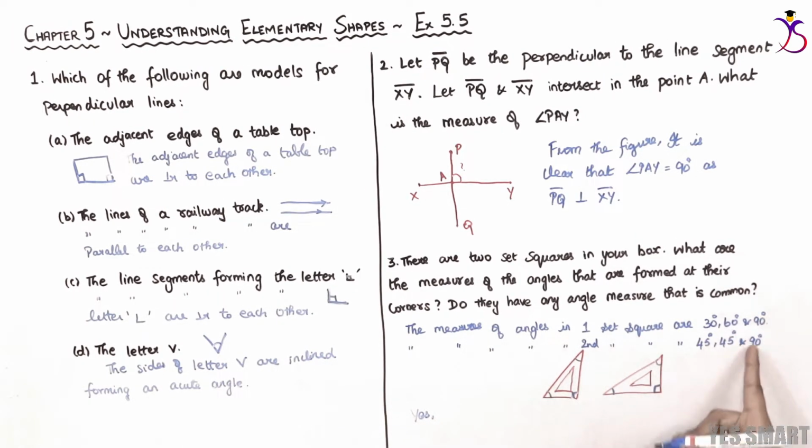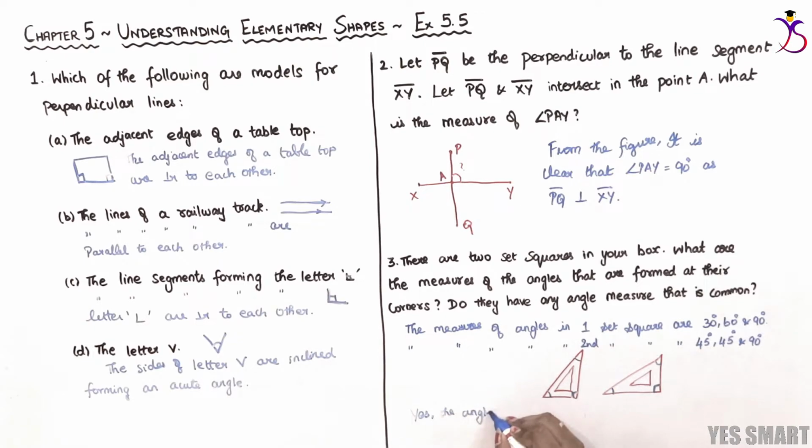In the first set square also we have 90 degree. In the second set square also we have 90 degree. Therefore, the common angle measure in both the set squares is 90 degree. The angle of measure 90 degree is common between them, because 90 degree is present in both the set squares.